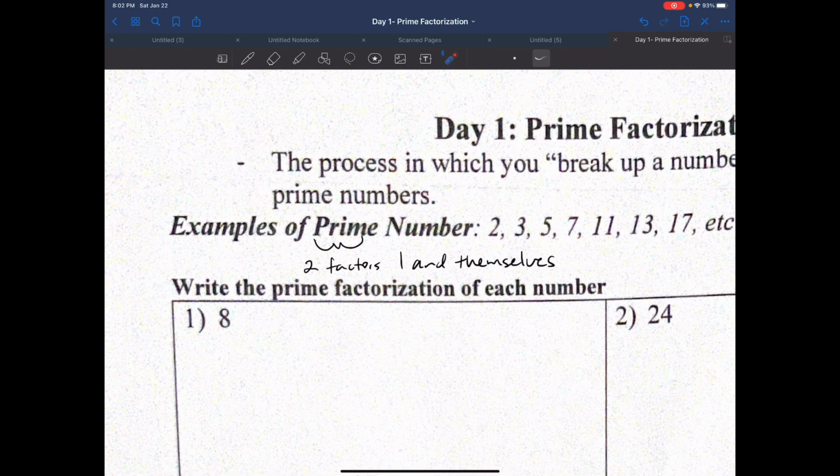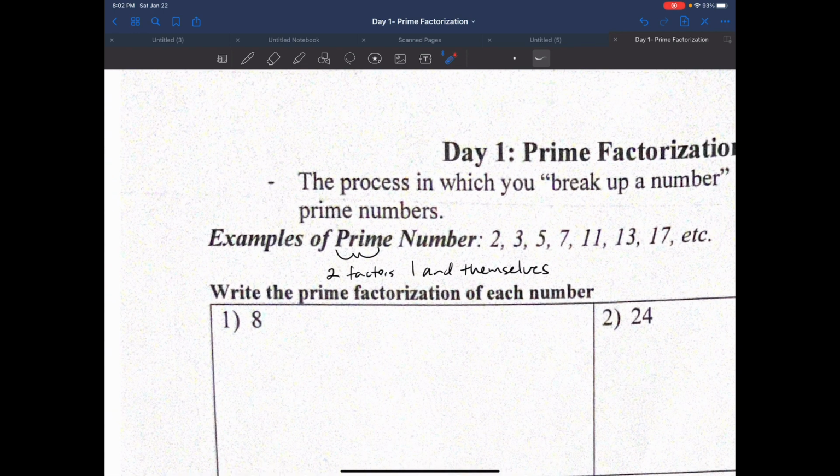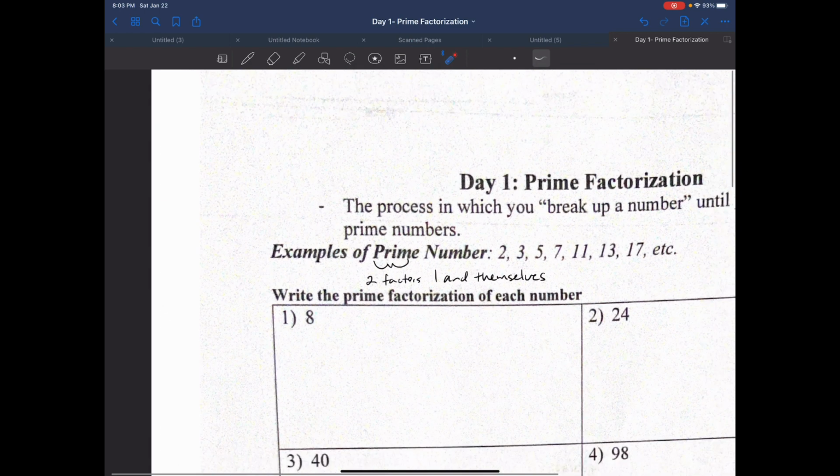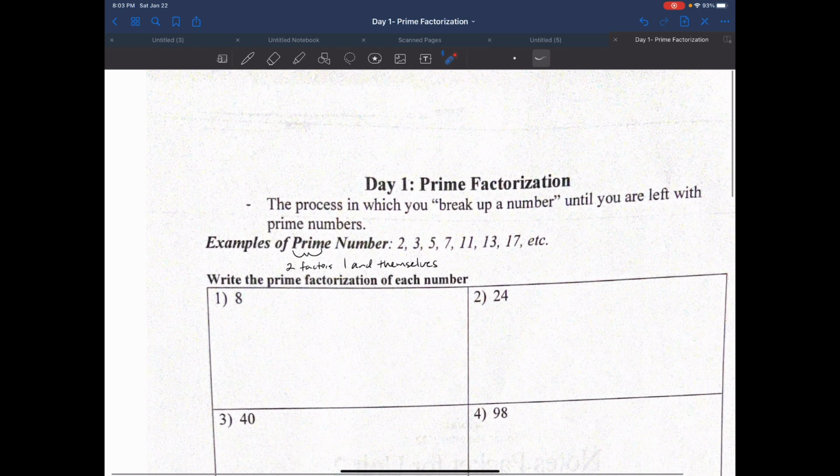So now we're going to look at number 1, which says write the prime factorization of each number. I look at number 8. It is not part of my list at all, because 8 is not a prime number, but we can break it up and make it all prime factorized, if that makes sense. So again, prime factorization is the process in which you break up a number until we are left with these prime numbers here and there.